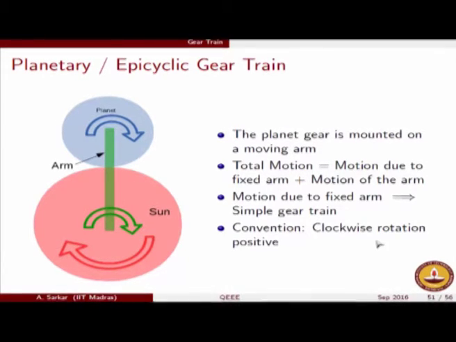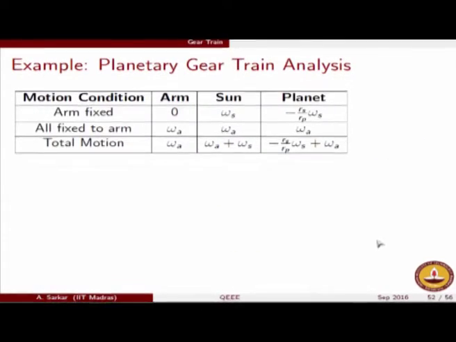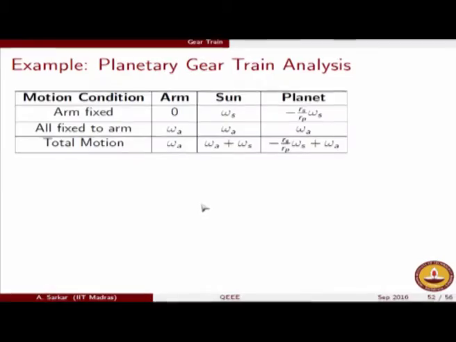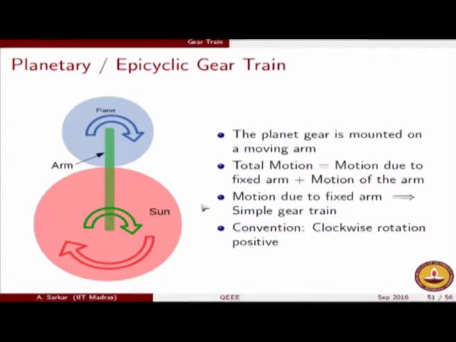So what I am proposing is what is called the tabular method. In this tabular method, things turn out to be pretty simple, and that is what I wish to show you. Let us try and analyze this simple planetary gear train, after which we will do a more complicated one also. Here, as I said, there are two conditions that we wish to analyze: one in which the arm is fixed, and the other in which everything else is locked to the arm.